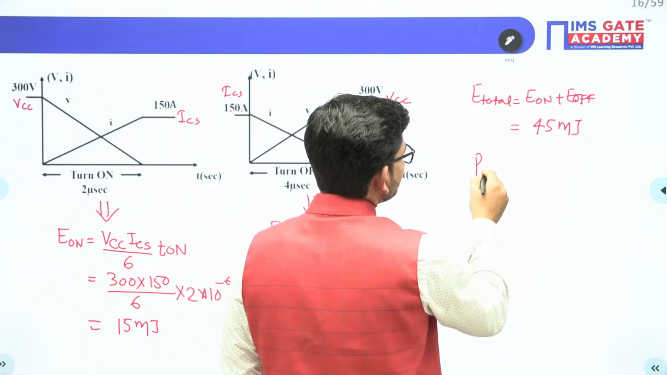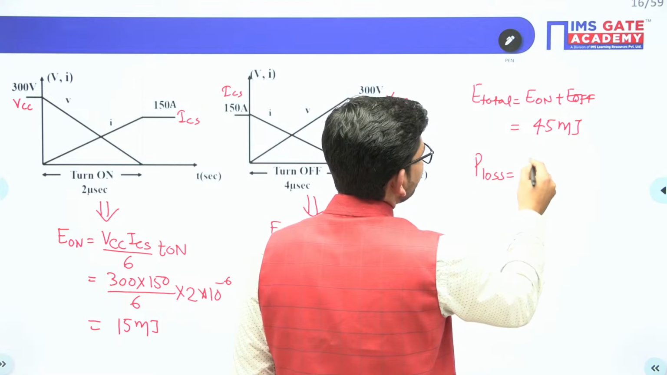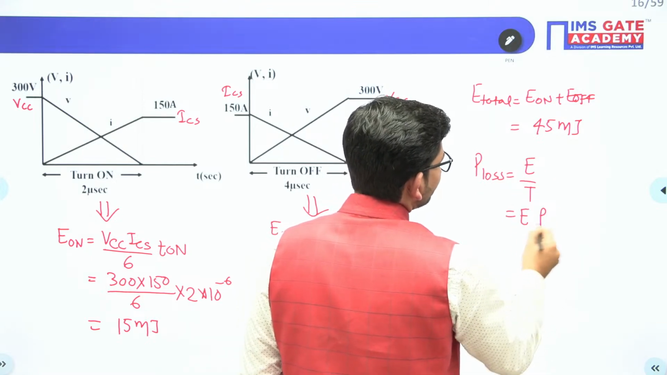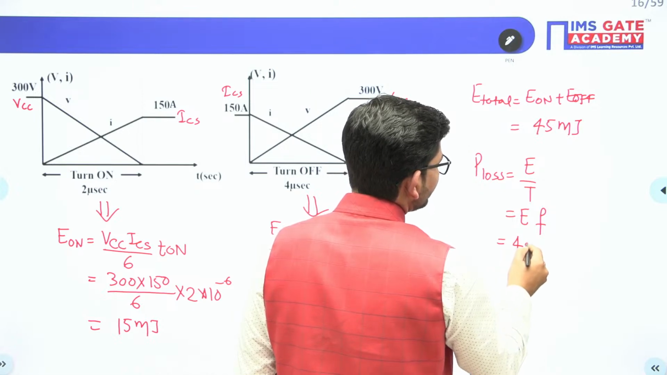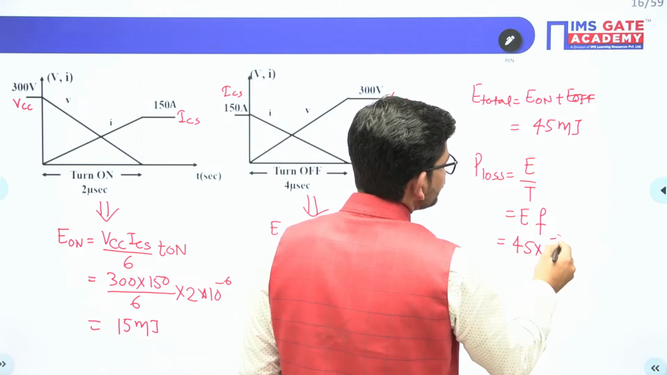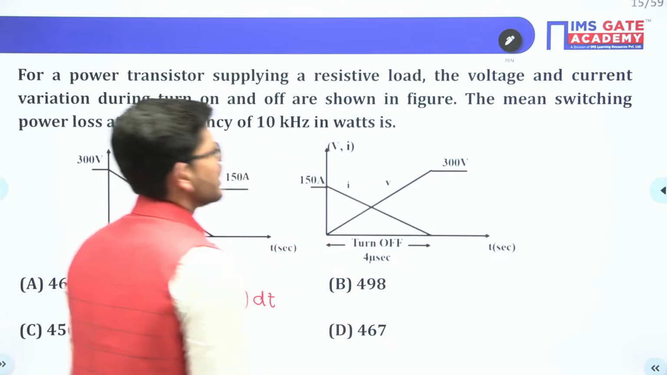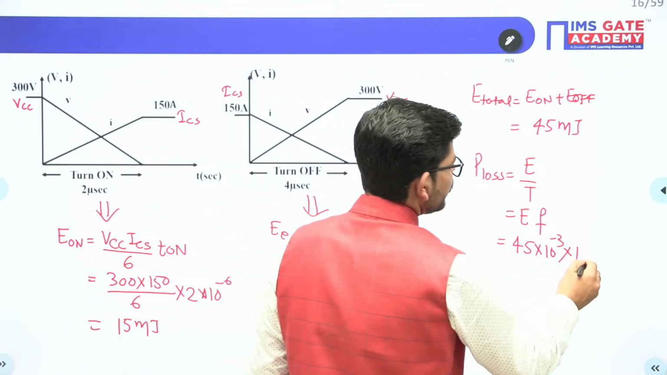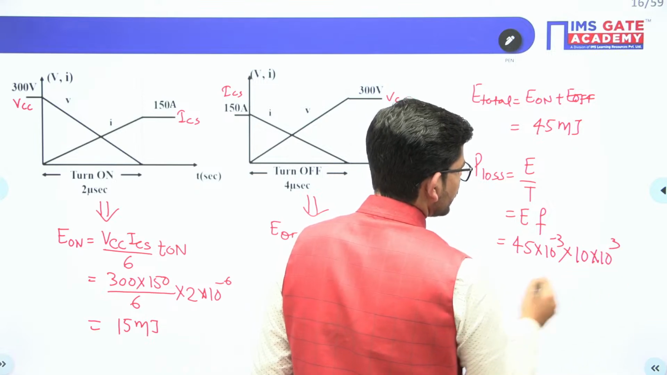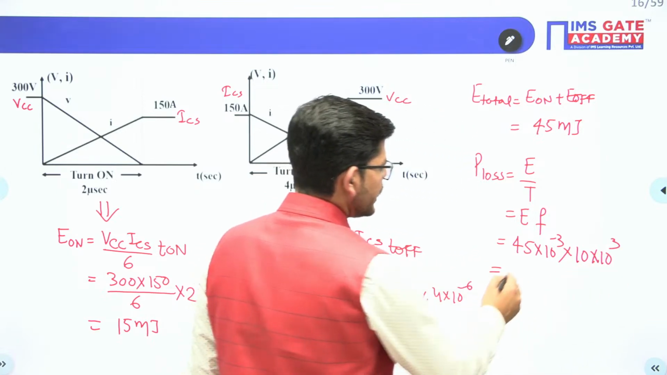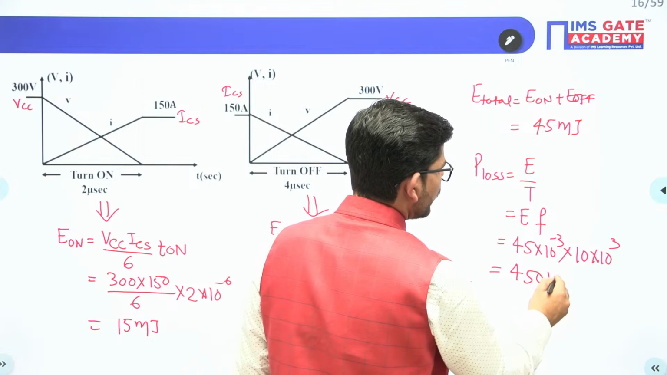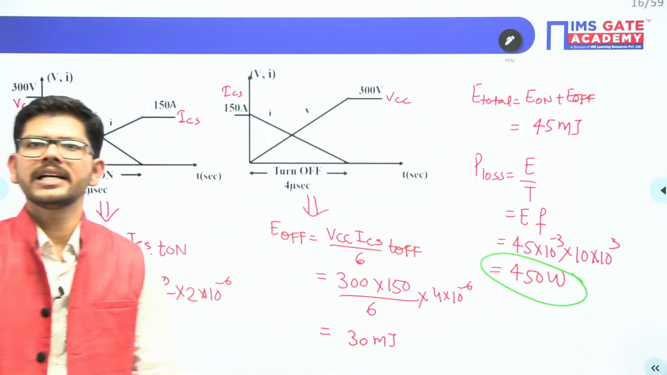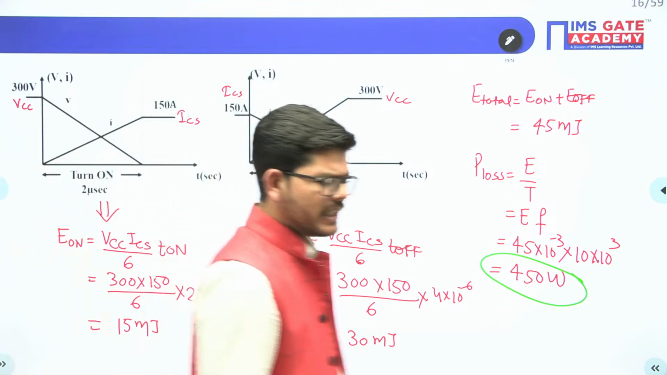Now when it comes to the power loss, it will be E upon T, or you can say E into F. So E we have 45 millijoule, and the frequency given to us is 10 kilohertz. So when you put 10 kilohertz, I think it will be 450 watts, and that will be the correct answer. Is that clear? Piecewise linear model.